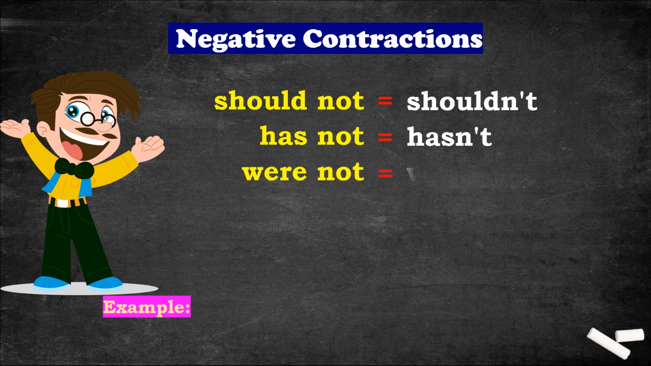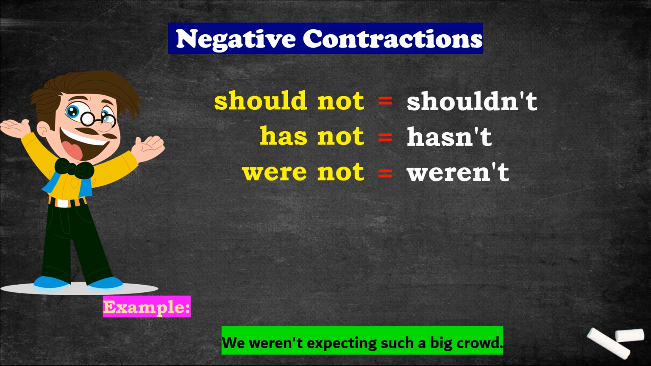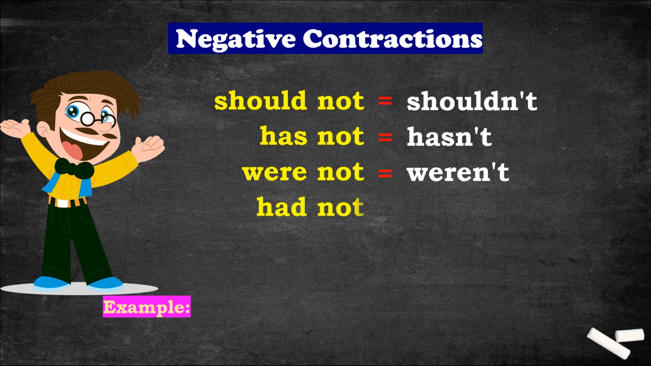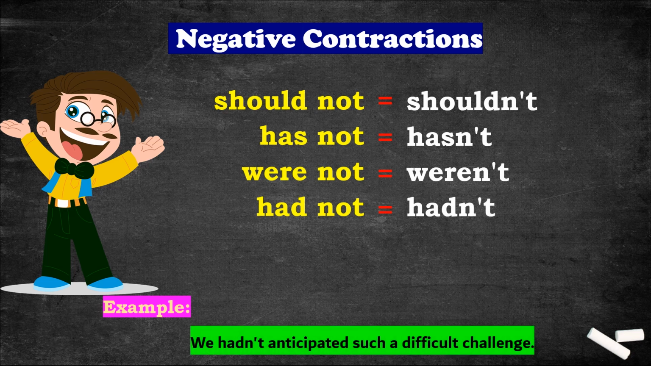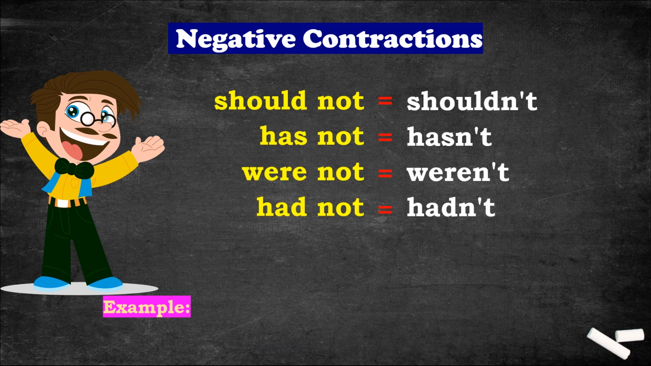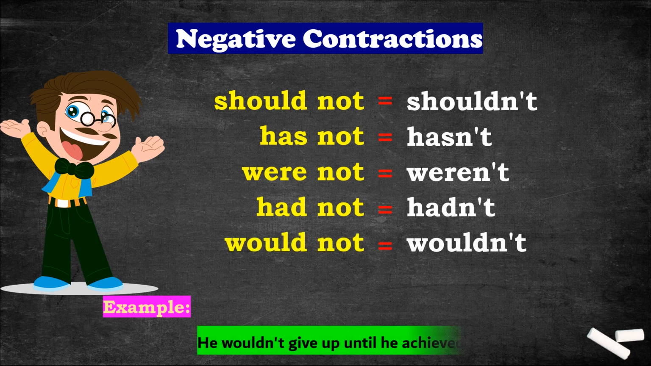Were not, weren't. We weren't expecting such a big crowd. Had not, hadn't. We hadn't anticipated such a difficult challenge. Would not, wouldn't. He wouldn't give up until he achieved his goal.